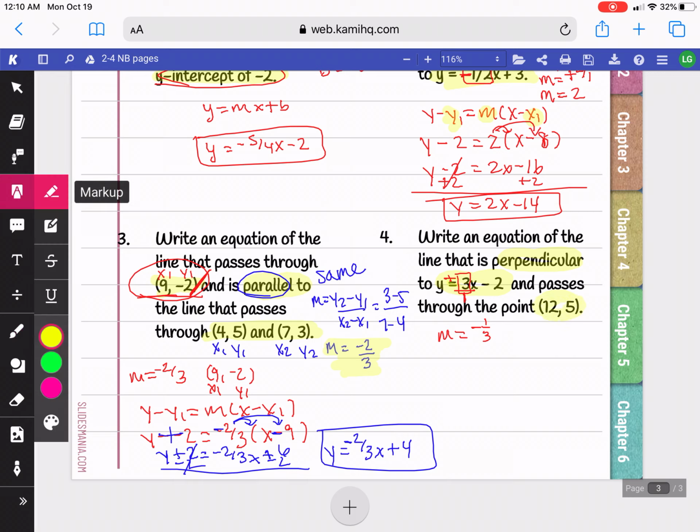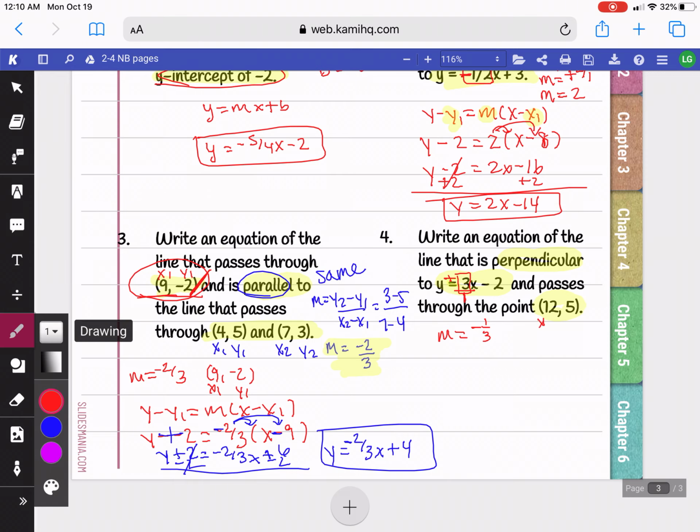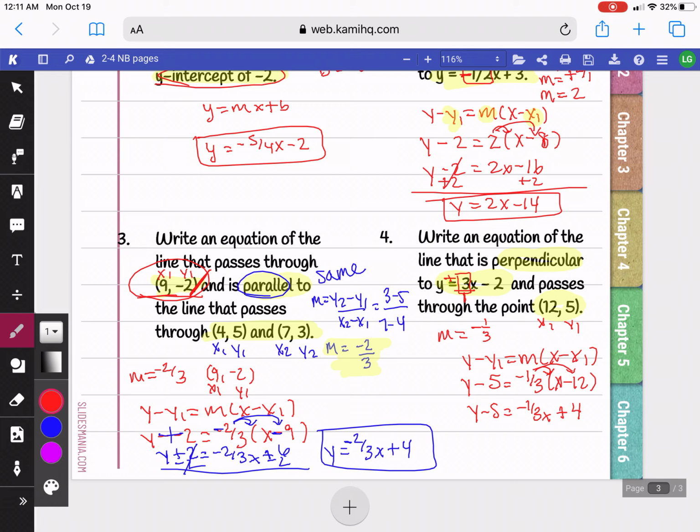And here they gave me the point that the line goes through. So that's my x1, y1. Now I can use point-slope form. So I have y minus 5 equals negative 1/3 times x minus 12. I can distribute. Negative 1/3 times negative 12 is going to be positive 4. And my last step would be to add 5 to both sides. So I get y equals negative 1/3 x plus 9 as my equation in slope-intercept form.